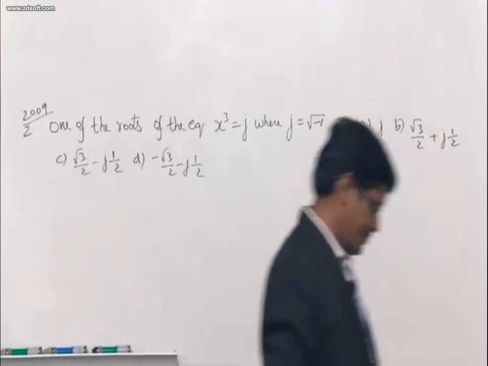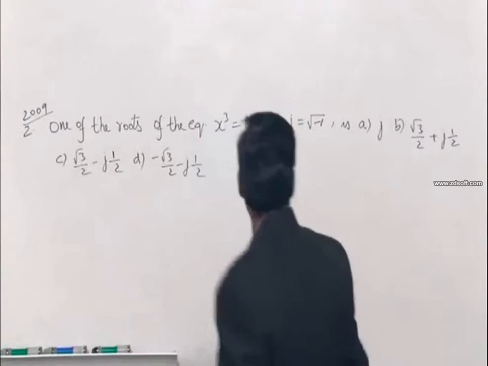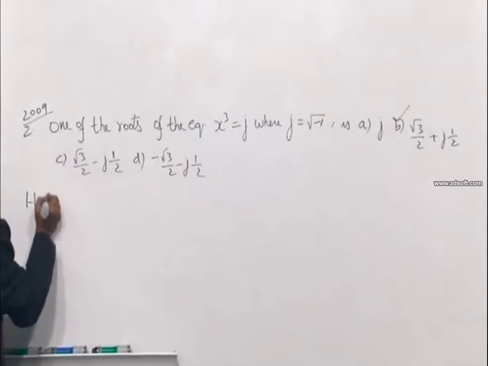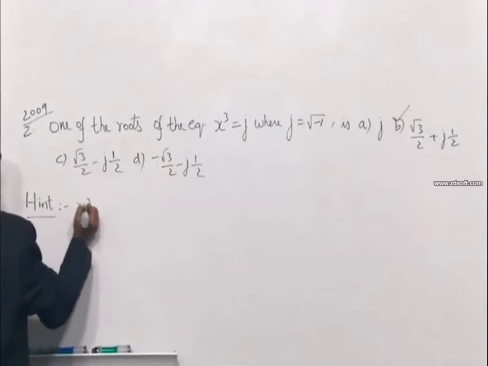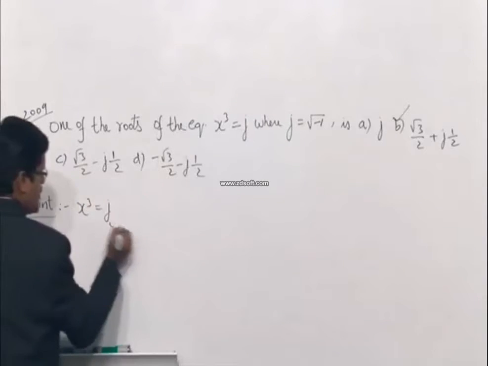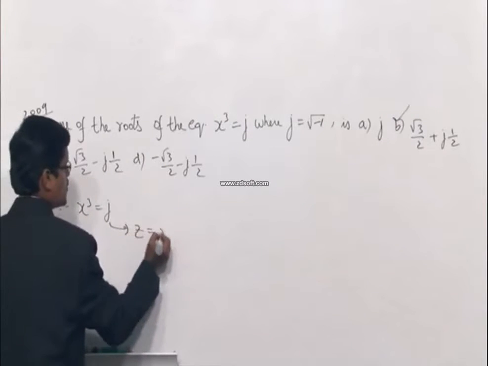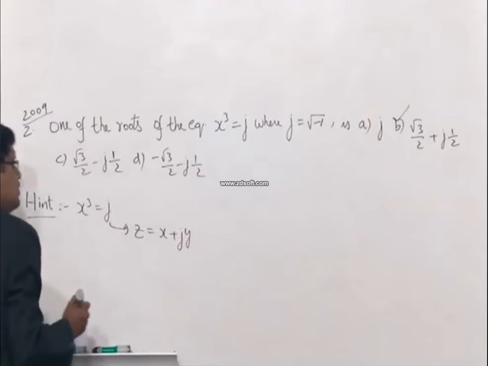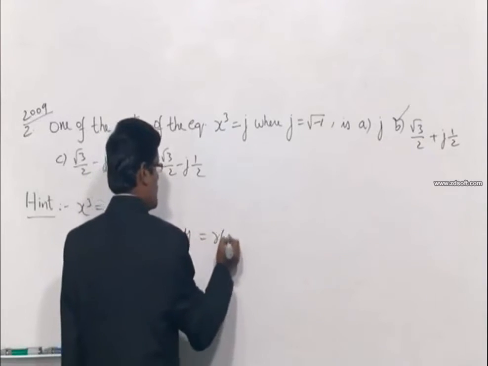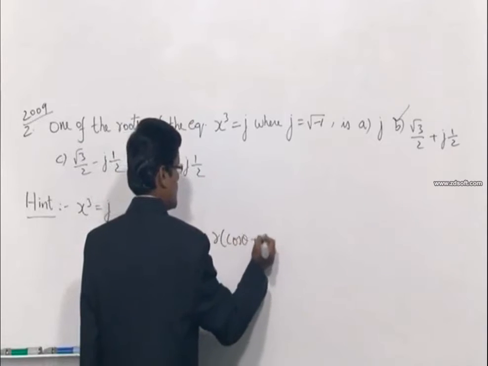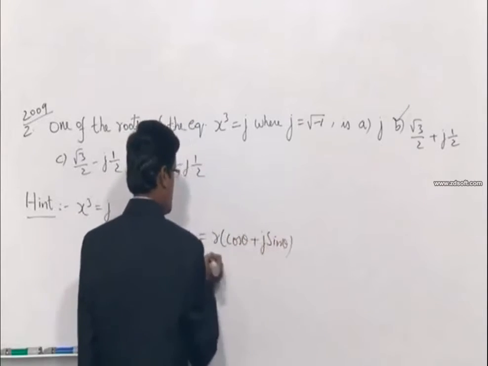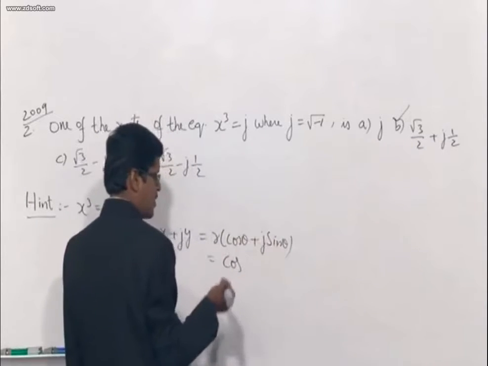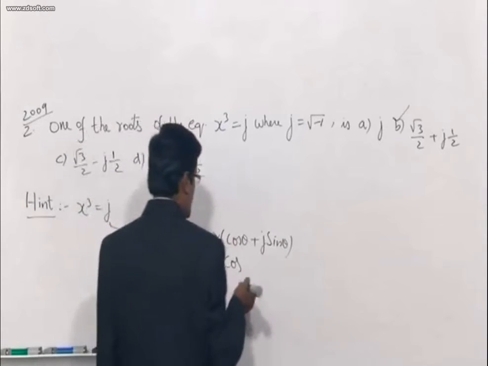Just I am going to give the hint. Answer is option B. Hint: x cube is equal to j. So this is your given complex number z is equal to x plus jy, okay, which is in the form of r into cos theta plus I sin theta. Instead of I, it is given j. Using that, you later check r value, theta value correct or not. That is, look at the previous problem procedure, you will get it.